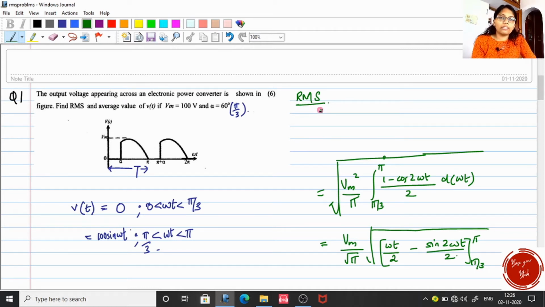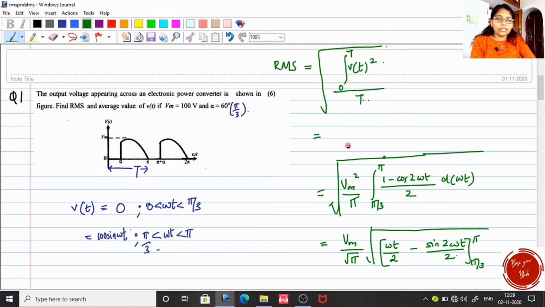The root mean square value means you have to square the function first, take the mean, and then take the square root of it. So let's write RMS is equal to, first square the function, v(t) the whole square. Next you have to take the mean. Taking the mean means integrating over the time interval divided by the time interval. And next, take the square root. So it becomes root of, what is your time period? The time period is 0 to pi, which means pi is your time period.